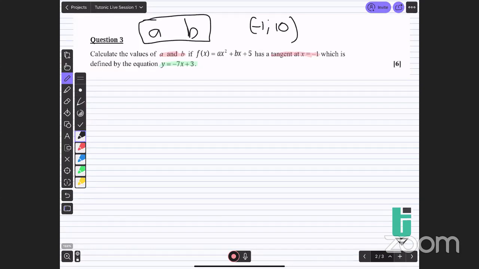Does everybody understand that? Yes. I don't want to move on unless it makes sense. So do you see how you're just applying that concept here?